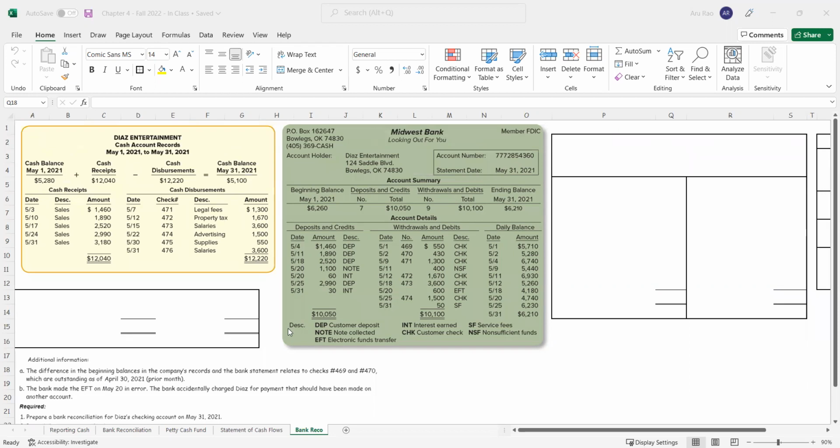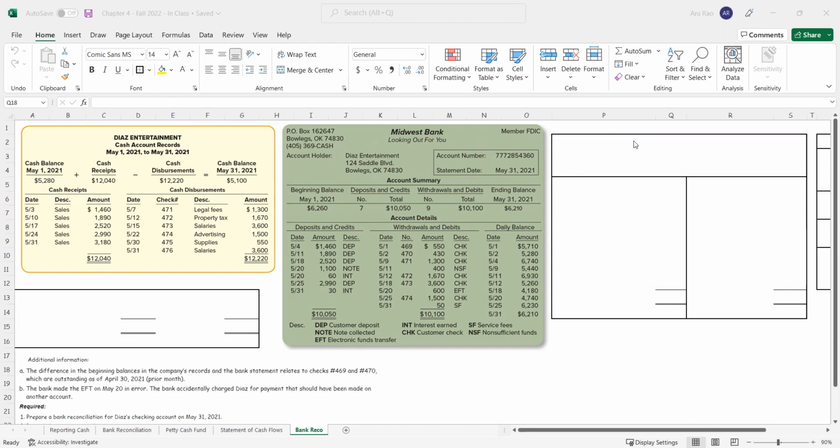We'll get to that later on. So to start with, a bank reconciliation statement, as you know, is an internal document. We do not share this with anyone outside the company except our auditors. However, it's a formal document that's prepared at the end of every month.